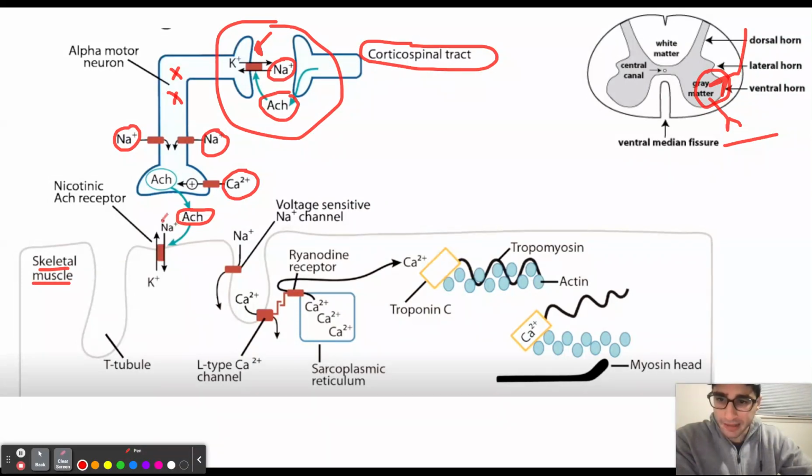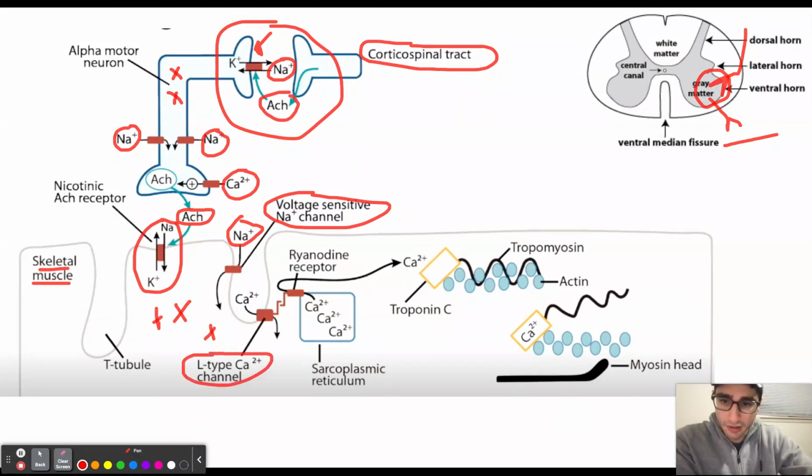This acetylcholine binding to the receptor is going to then stimulate the sodium potassium channel found on the membrane of the skeletal muscle, which is going to cause influx of sodium, which is going to lead to depolarization. This depolarization is then going to open the voltage sensitive sodium channels, which is going to cause further depolarization. Now we have this further depolarization. This is going to ultimately trigger the L-type calcium channel found on the T tubules to open up.